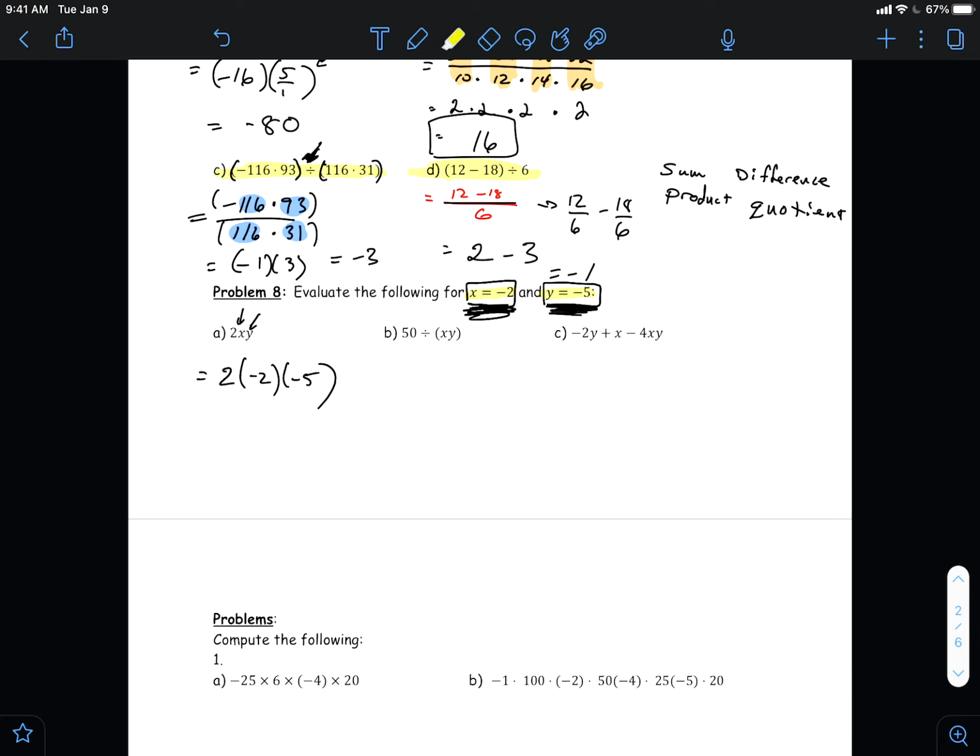So if I were to do another line here, I'd do the 2 times -2. That'd be -4. And then I'm going to take that -4 and I'm going to multiply it by the -5 sitting there.